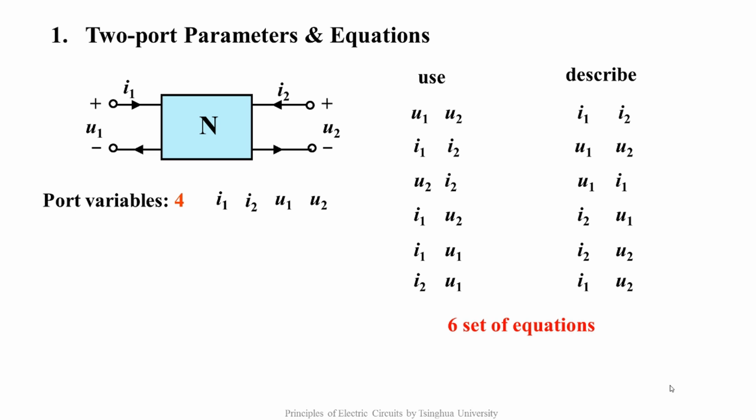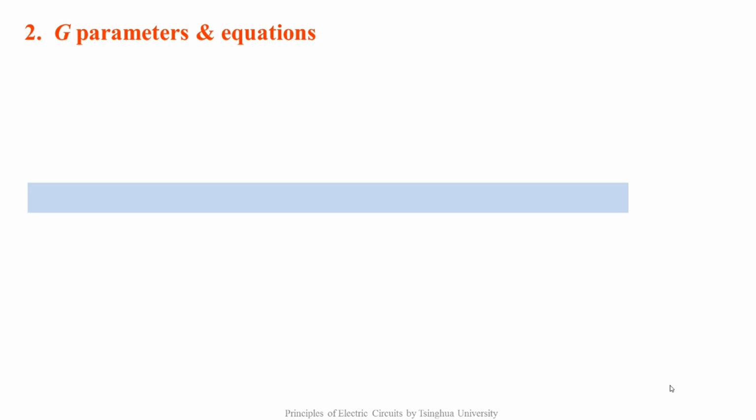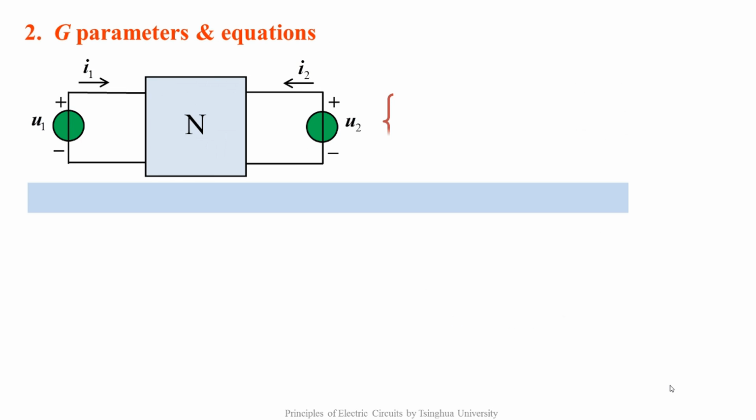Firstly, we will introduce how to express the port's currents in terms of the port's voltages. The corresponding parameter is the G parameter. This is a two-port network, and these two equations in terms of the G parameters express the port's currents I1 and I2 in terms of the port's voltages U1 and U2. Our aim is to determine the coefficients G11, G21, G12, and G22.